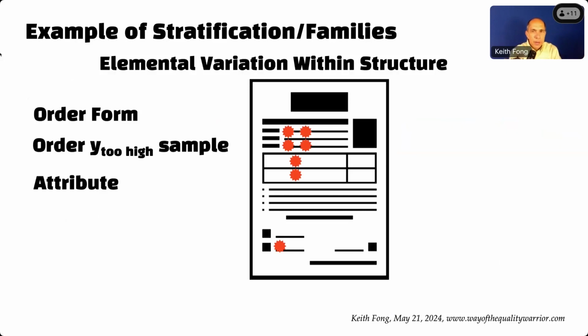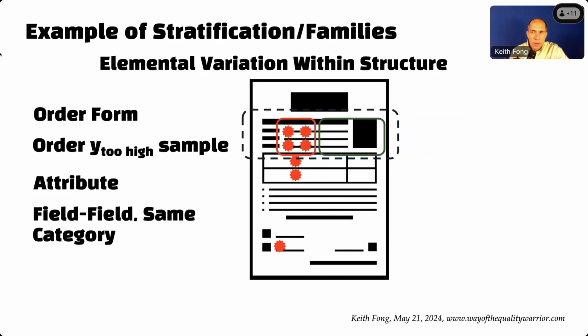And this is elemental variation within the structure, because the thing about an order is it has different parts to it. You think, oh, it's just an order, but no. We need to break it down to even smaller families of variation. If we just look at the top part of this order, where we see 4 errors, we ask, is that all the fields, or are there fields that are not erroneous? In this particular case, there might be 10 fields to fill out, and 4 of them have incorrect data, but they're all within the same group.